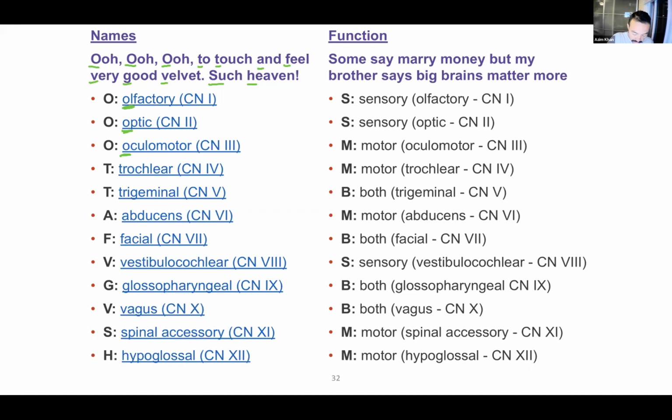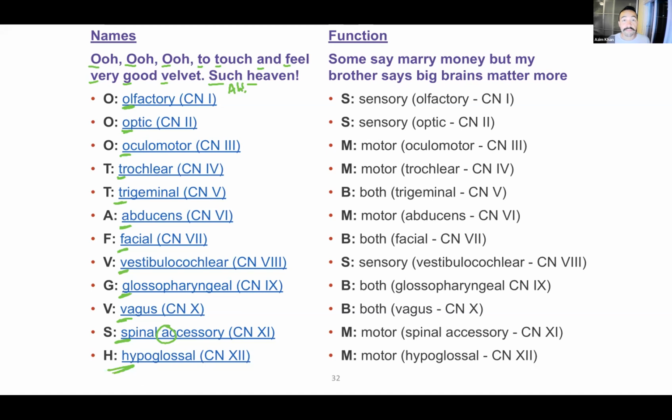Then you get two T's. The first T is trochlear, more eye movement. Fifth is trigeminal. The A for "and" is abducens. F is facial. V is vestibulocochlear. G, the good, is glossopharyngeal. Velvet is vagus. S is for spinal accessory. If you want to make it just accessory, you can make it like heaven or something like that. Make the mnemonic fit for what you want. And then the H is for hypoglossal.